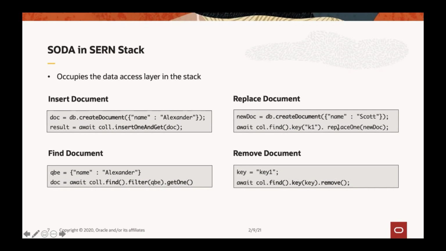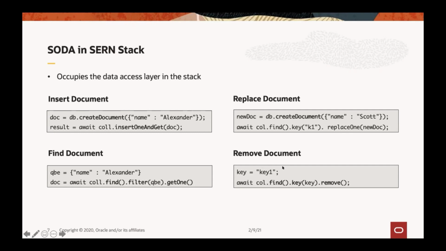Similarly, for replace, you call replace one and you supply a key. So you're saying here that I want to replace the document that has key K1 with this particular JSON object. And similarly, to do finds, you supply what is called a QBE, which is query by example. Here you see a very simple QBE, but it could get very complex with several operators. We support comparison operators, logical operators, and so on and so forth. So here you say collection.find.filter of QBE. You supply the QBE and get me the top document in the result set. So this would return just one document, the top matching document.